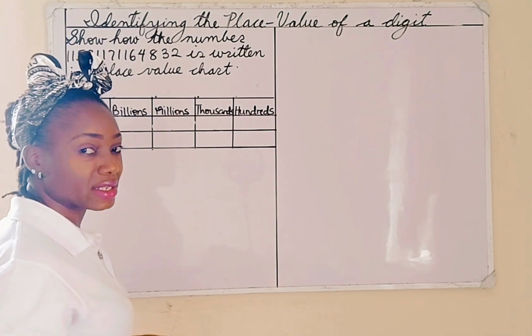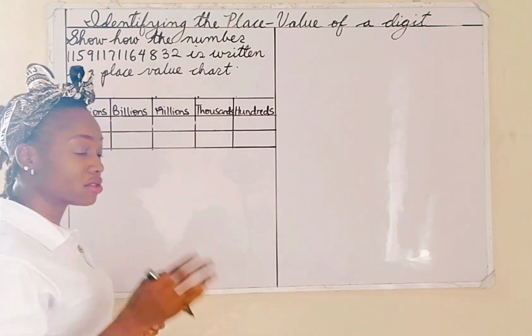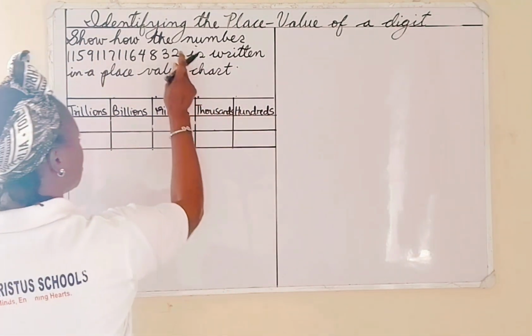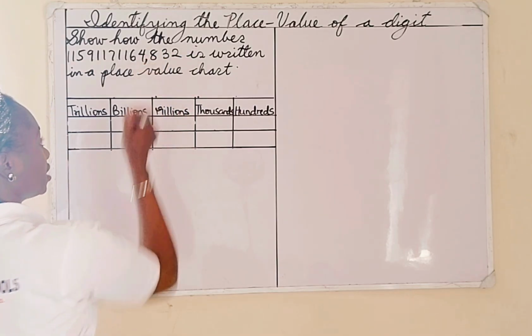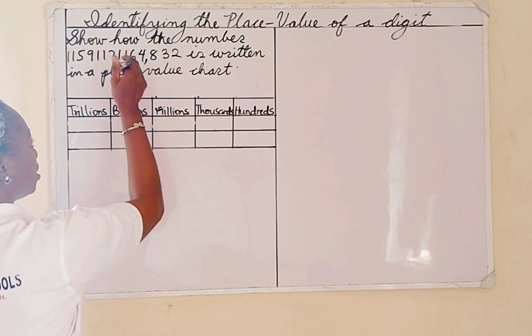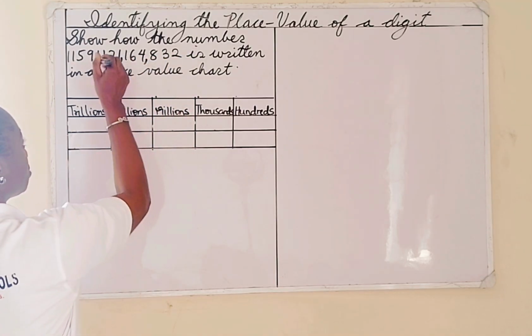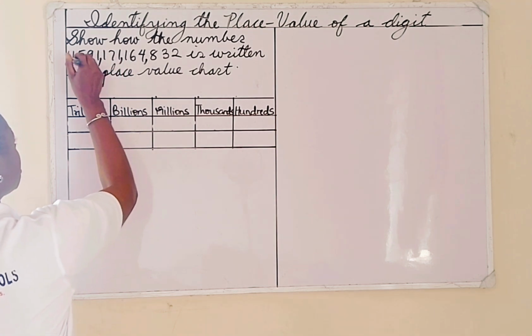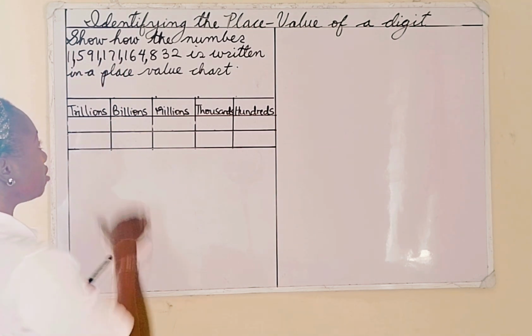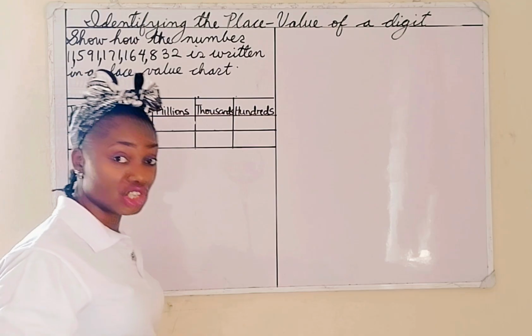Now how do we separate the numbers with commas? You count 3 digits each time, 1, 2, 3, then you put a comma. Let's go. 1, 2, 3, put a comma. 1, 2, 3, put a comma. 1, 2, 3, put a comma. So now we can input this in the chart.